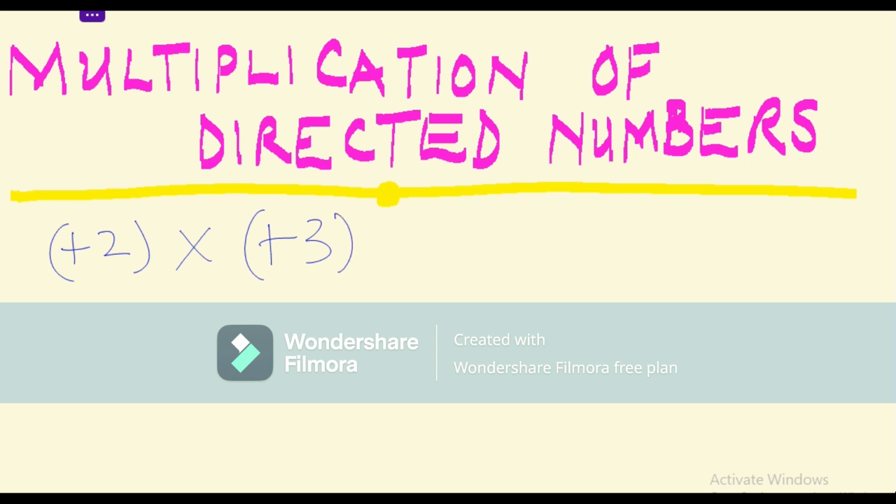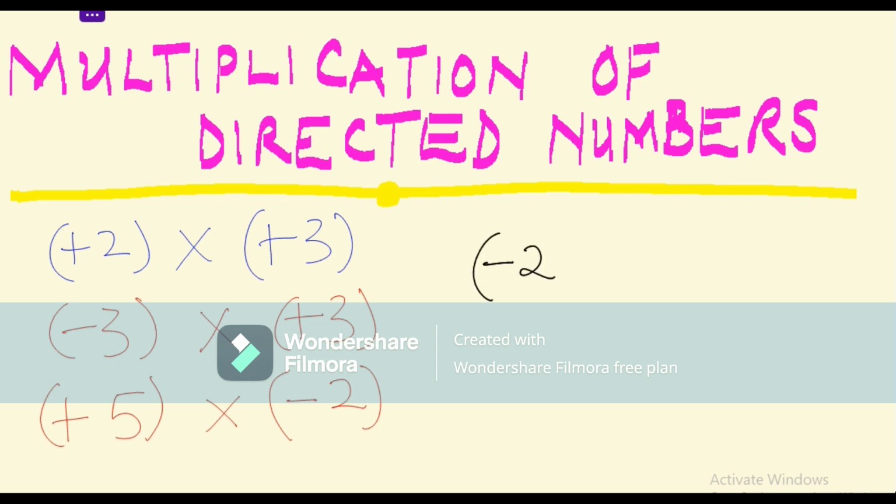We also have negative 3 multiplied by positive 3. Also positive 5 multiplied by negative 2. And finally, let's use this negative 2 multiplied by negative 5. We'll be using number line method to deal with them.